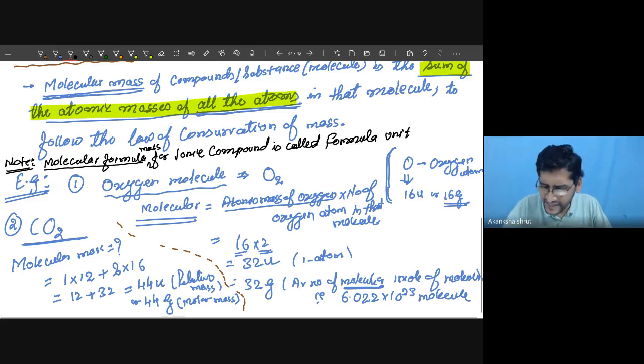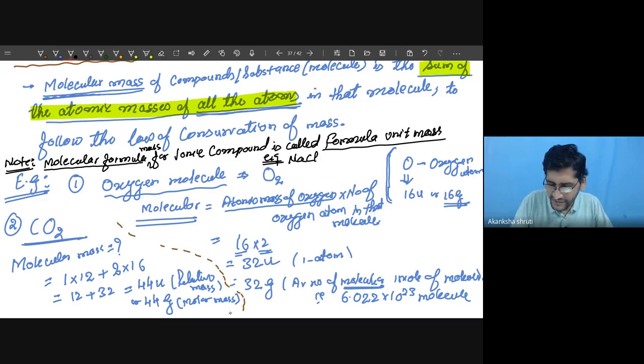What if unit is added? Then it is also called formula unit mass. But that doesn't affect anything. So what are the examples for such? If we are taking NaCl, it is like this one. If you are taking MgCl2, it is like this one. If you are taking CaCO3, it is like this, because Ca is plus and CO3 is minus.